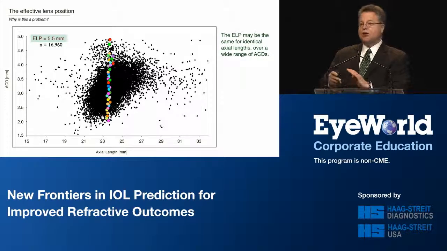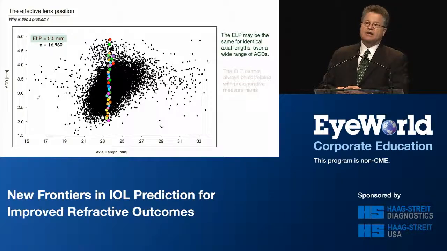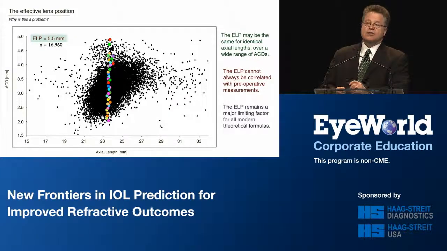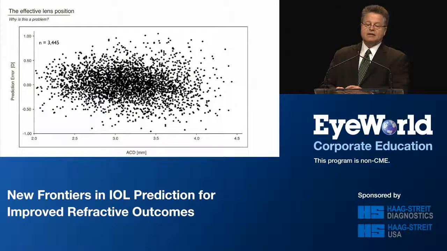So our ability to correctly determine the effective lens position, which also determines the total optical power of the eye, has a lot of limitations. And one of the purposes of this approach was to get rid of that limitation.